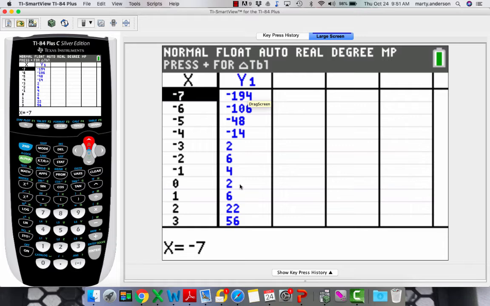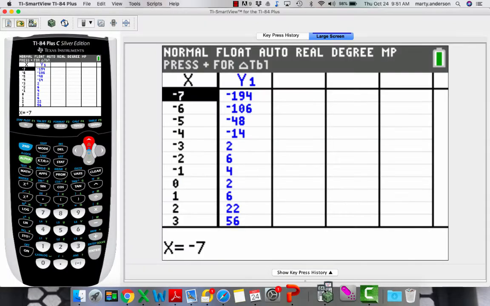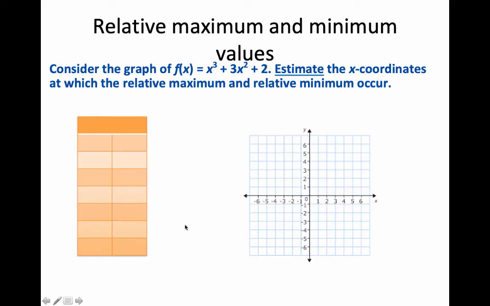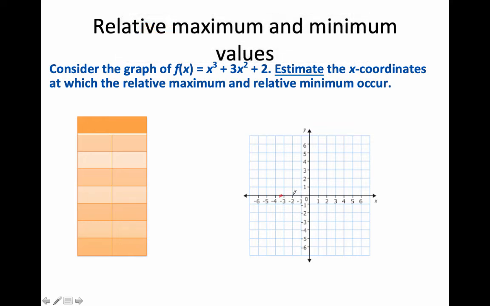So I've got a 0 between negative 4 and negative 3. I've got a max at negative 2, 6. And then I've got a min at 0, 2. So we'll be coming up and then coming back down. My 0 is between negative 4 and negative 3. So I can plot this, my 0 between negative 4 and negative 3. And then I've got negative 2, 6, and then I had 0, 2.